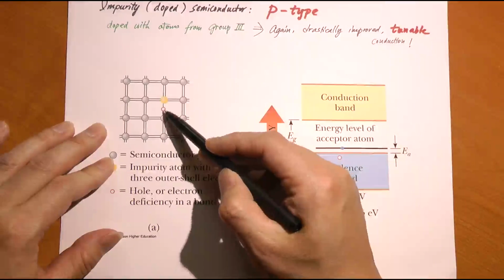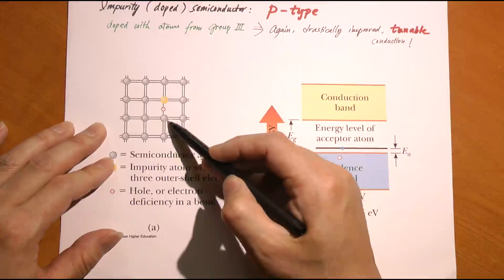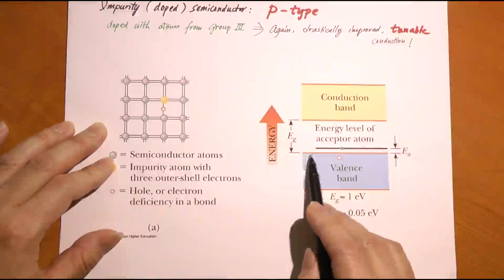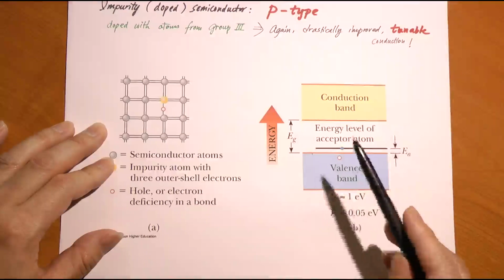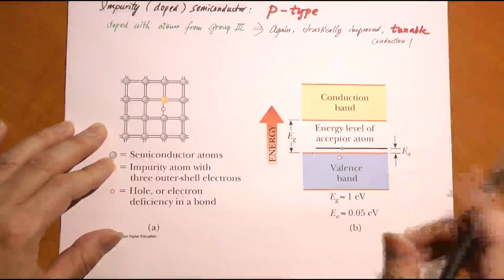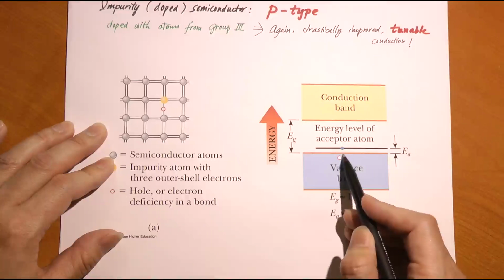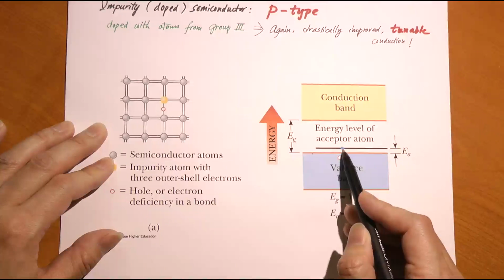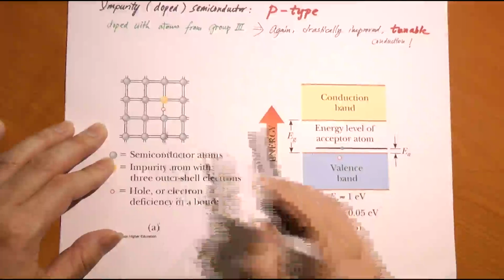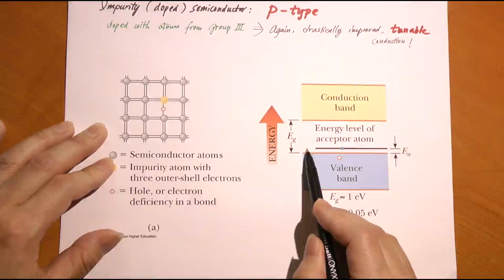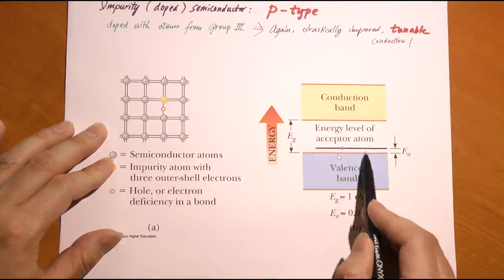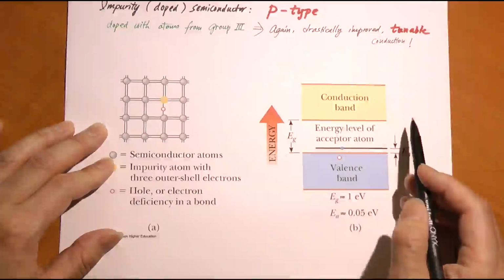And again, where does the electron come from? It comes from within this atom. It comes from the valence band. Okay, and of course the easiest thing to do is to promote an electron from near the top of the valence band to here. It doesn't take much effort, and therefore this electronic level would be somewhere just above the top of the valence band instead of near the bottom of the conduction band.